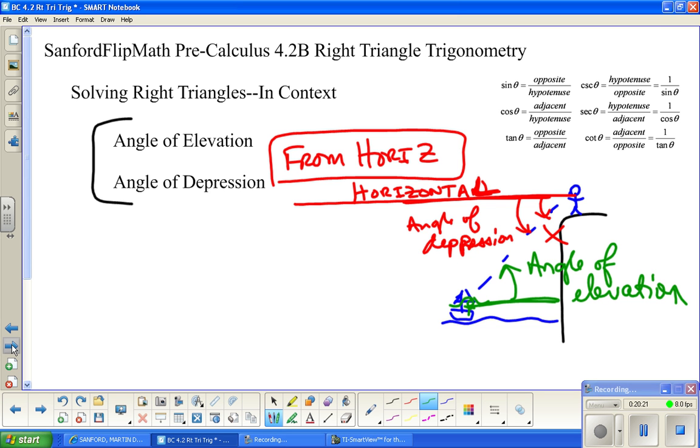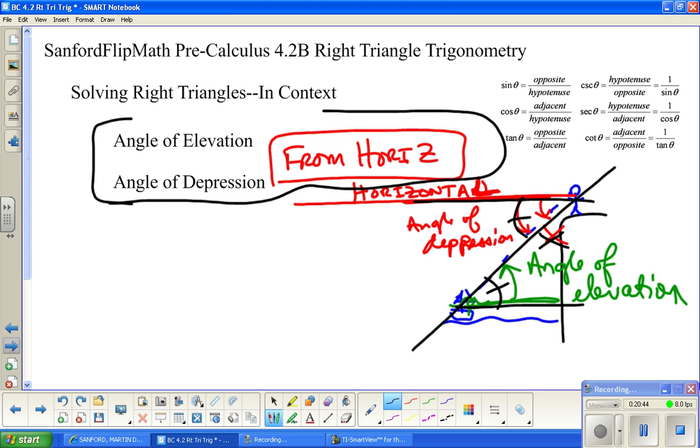Now, because of geometry, with two parallel lines cut by a transversal, alternate interior angles happen to be congruent, assuming those are both horizontal. So those angles happen to be the same, but please note they are not the same as this angle made with the cliff that this guy's looking down from. So angle of depression and angle of elevation are always from the horizontal.